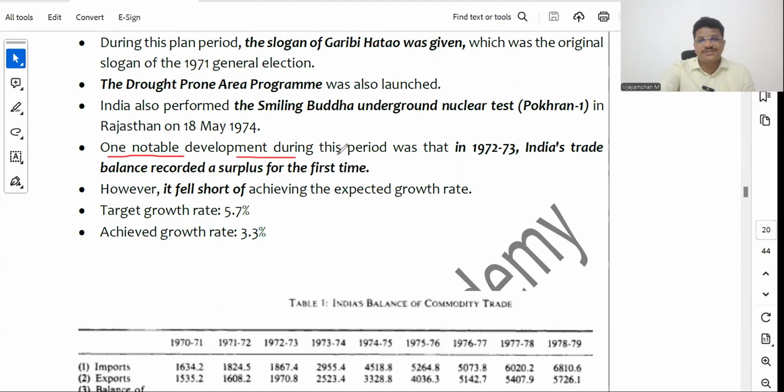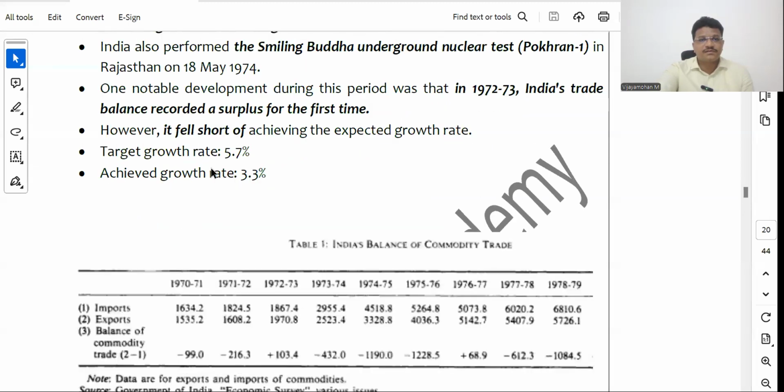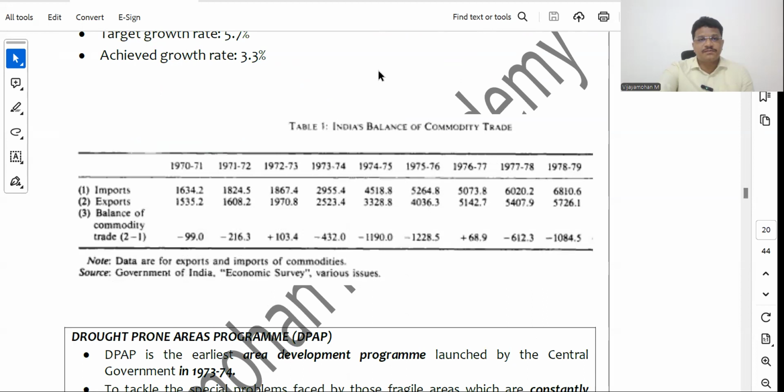One notable development during this period was that in 1972-73, India's trade balance recorded a surplus for the first time. This is important, and there is a scope that there might be a question on this issue, right? That was the very first time that India experienced a trade surplus after independence, right? In Indian economic history, 1972-73 was the first time India achieved a trade surplus. I tried to find the data. If you observe, just see the table.